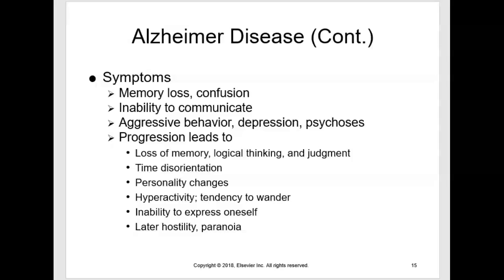Symptoms of Alzheimer's disease include memory loss, confusion, inability to communicate, aggressive behavior, depression, psychosis. Progression leads to loss of memory, logical thinking, and judgment, time disorientation, personality changes, hyperactivity, a tendency to wander, inability to express oneself, and later hostility and paranoia.